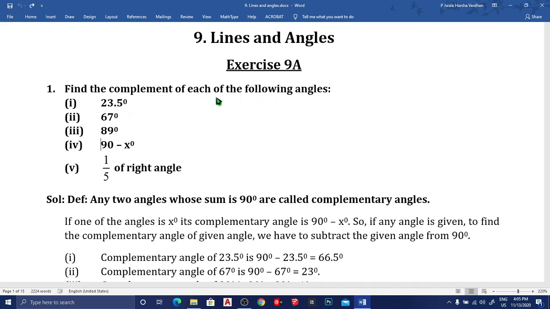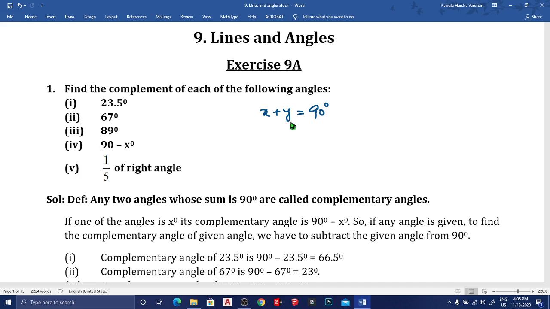Find the complement of each of the following angles means, you know the definition of complementary angles: if the sum of the two angles is equal to 90 degrees, that means if the given two angles are x and y, the sum x plus y is equal to 90 degrees, then x and y are called complementary angles to each other.